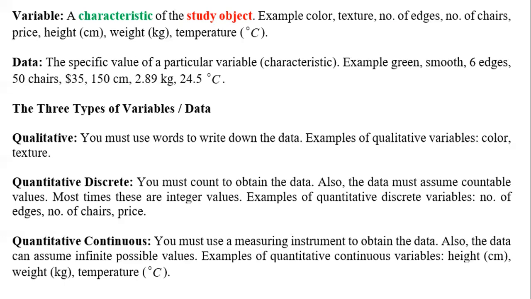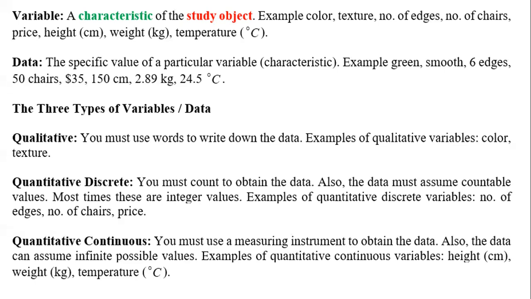So therefore, now there are 3 types of variables / data: qualitative, quantitative discrete, and quantitative continuous. Qualitative, you must use words to write down the data. So examples of qualitative variables are color, because you have to write down the word green. Texture, you have to write down the word smooth, for example, so that's qualitative. Quantitative discrete, you must count to obtain the data. Also, the data must assume countable values. Most times these are integer numbers.